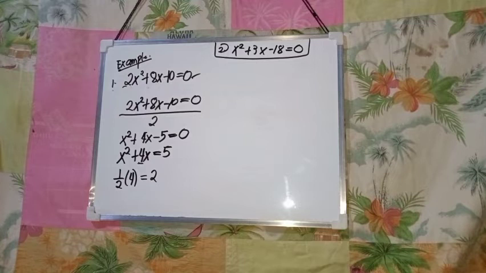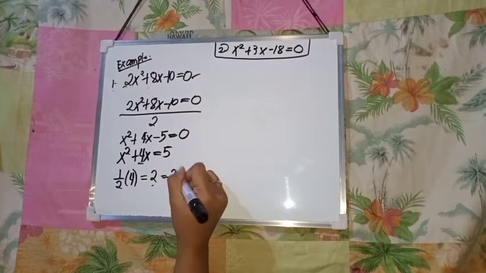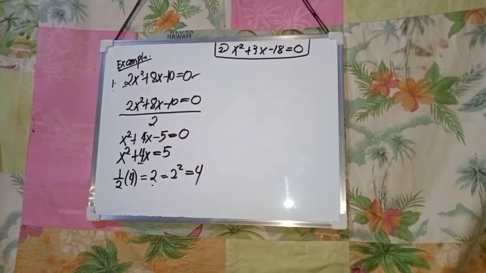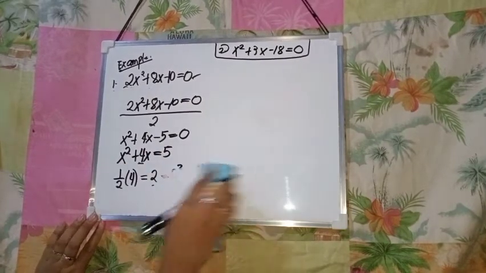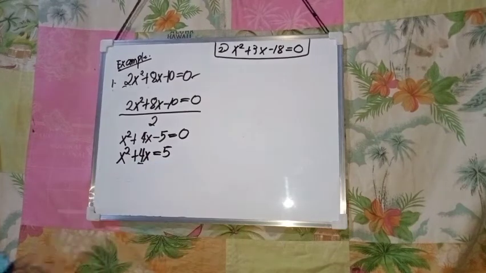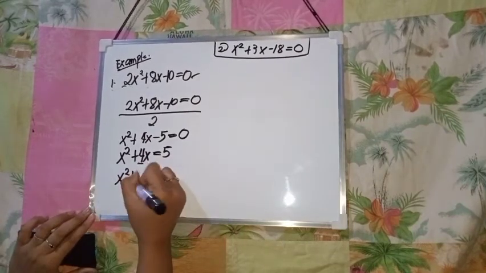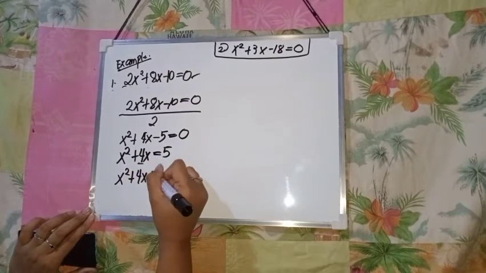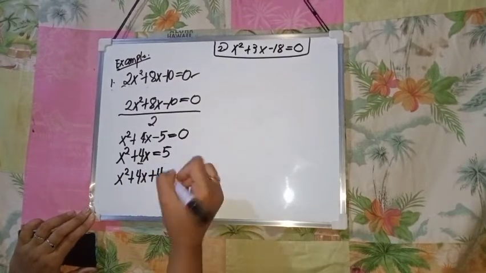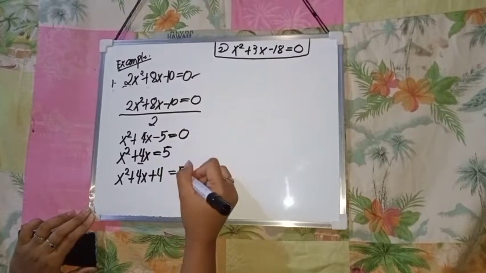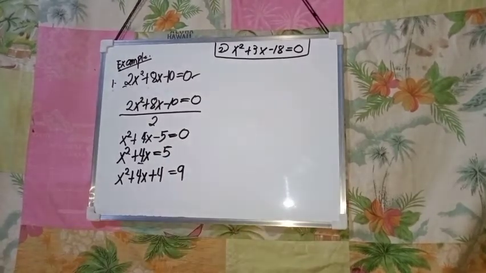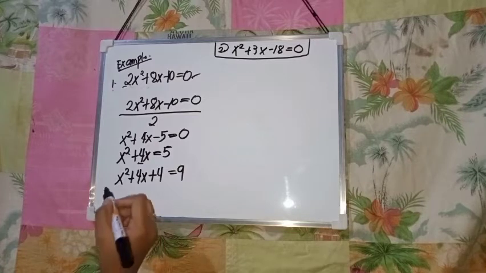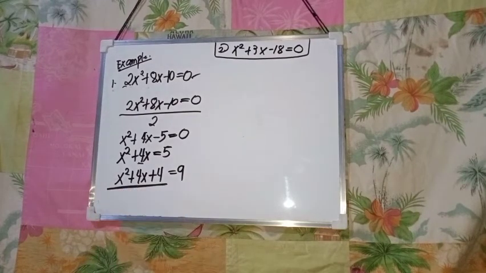And it states here that we need to square this. The square of 2 is 4. So in short, we need to add 4 to both sides of our equation. It will be x squared plus 4x plus 4, as we added 4, is equal to 5 plus 4, which is 9. So now, in this area, we already have a perfect square trinomial.